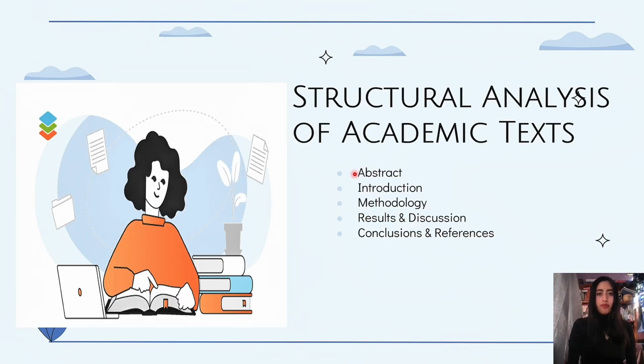Before summarizing, we must understand how academic texts are organized. Here is the structure analyzed for academic texts. The first is the abstract, which provides a macro overview of the complete study. The introduction establishes the pedagogical problem and theoretical background. The methodology section details the participants, settings, and instruments used to gather evidence.